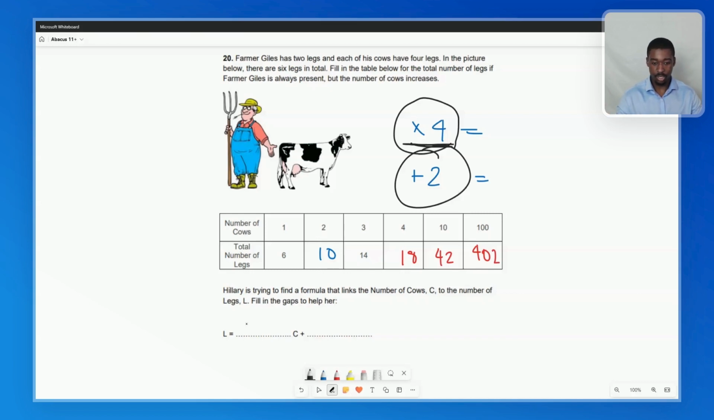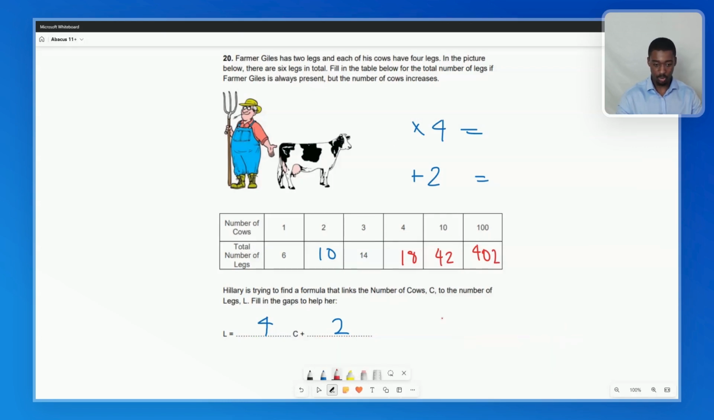So here it's going to be L, or legs, equals 4 times the number of cows plus 2 to accommodate for Farmer Giles. And let's check it. Let's just make sure that we're correct by using some of these values in the table. Let's take this one here.